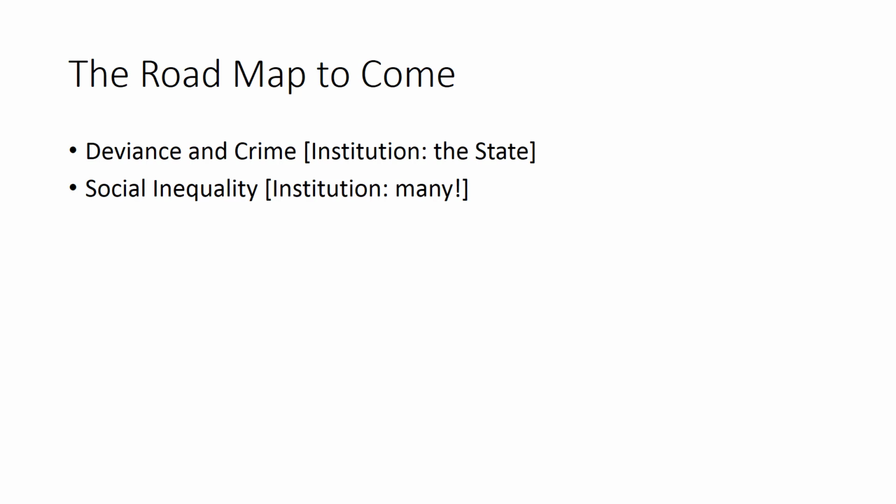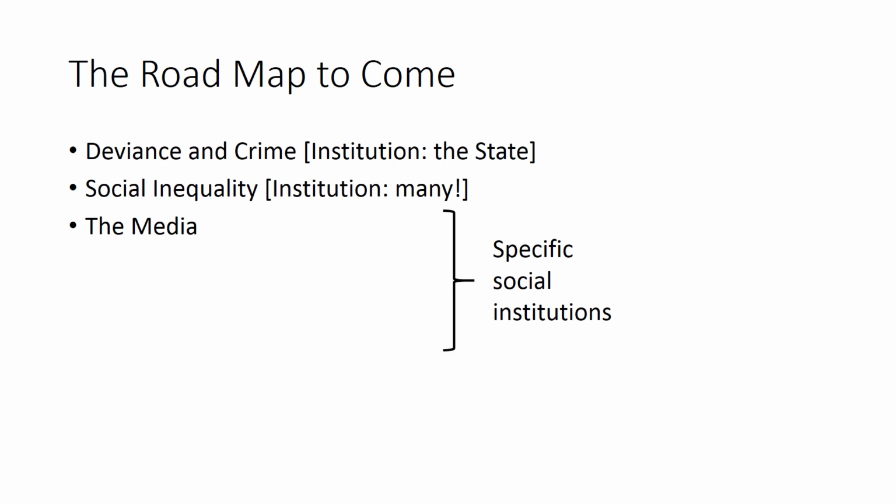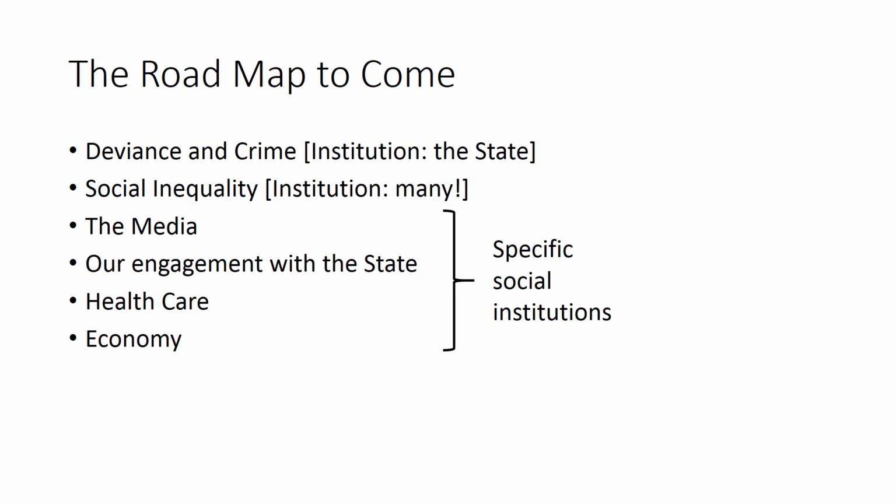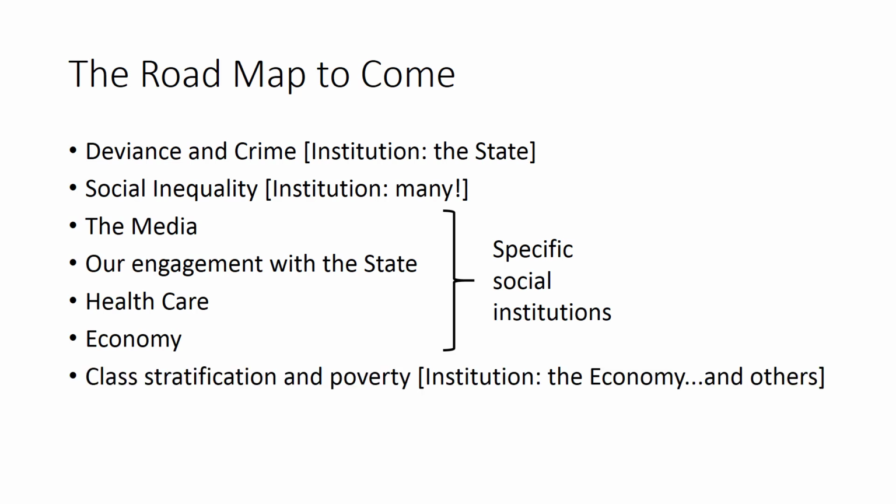Following our sessions on inequality, we'll turn to an exploration of a variety of specific social institutions. We'll seek to understand how they operate in society, what functions they serve, and how we interface with them. Specifically, we will explore the media, the state and civil society, as well as taking some time to hone in on what political participation looks like. We'll look at healthcare, and we'll also look at the economy. We'll then return to our discussion of inequality by looking at inequalities that manifest from the way our economic system operates, specifically what we call class stratification and poverty.